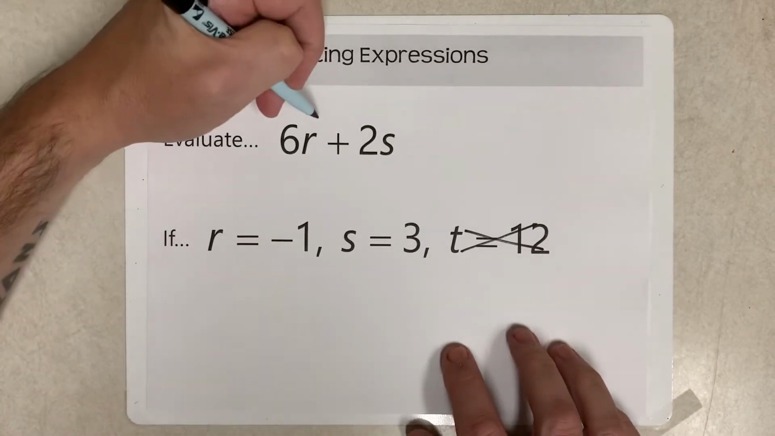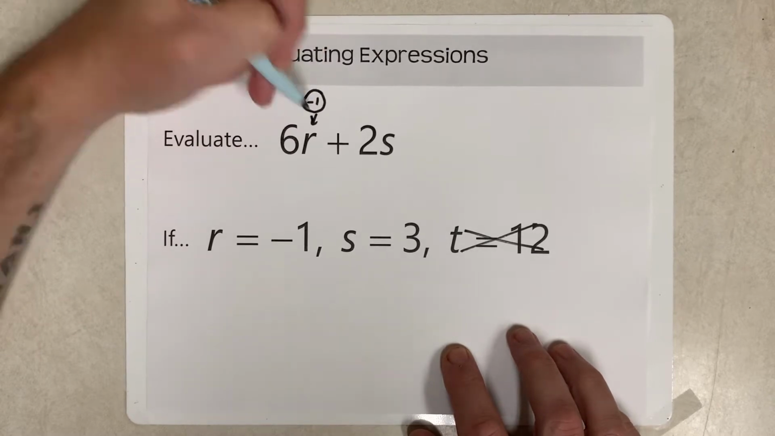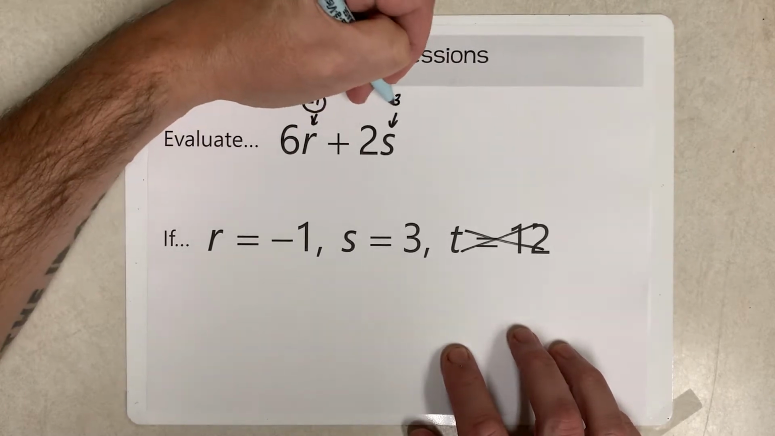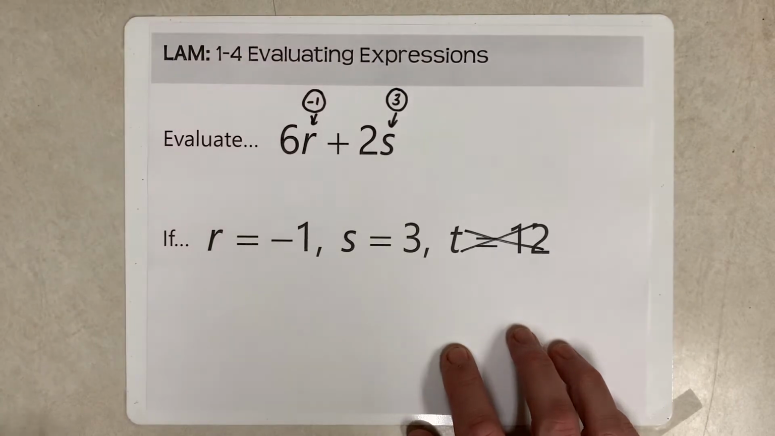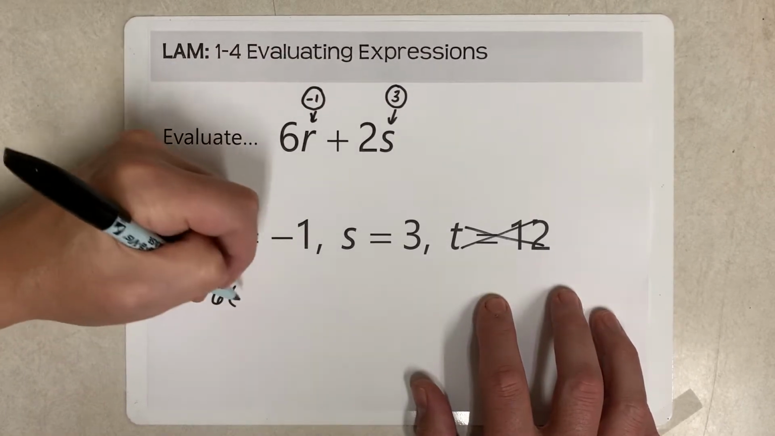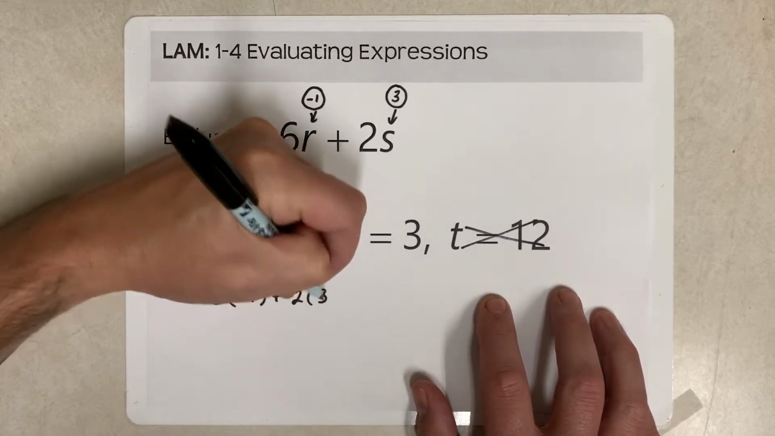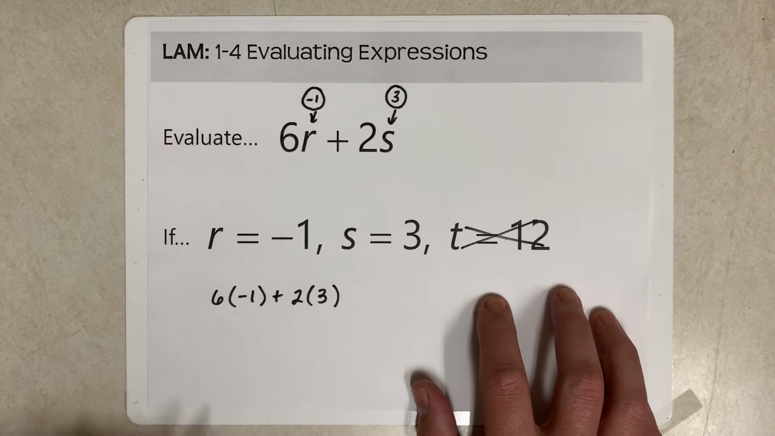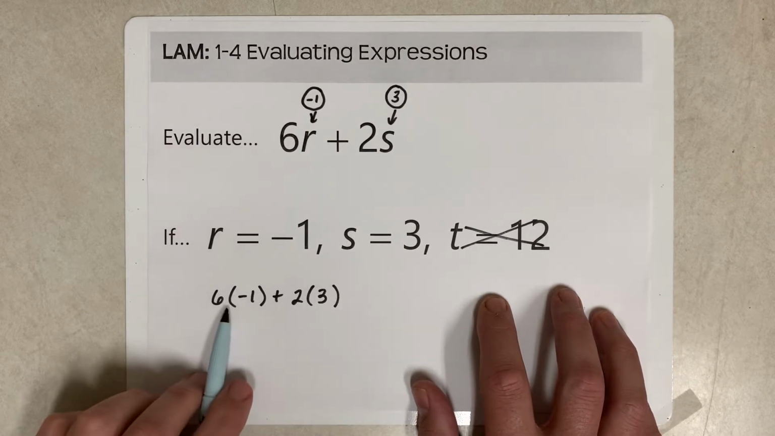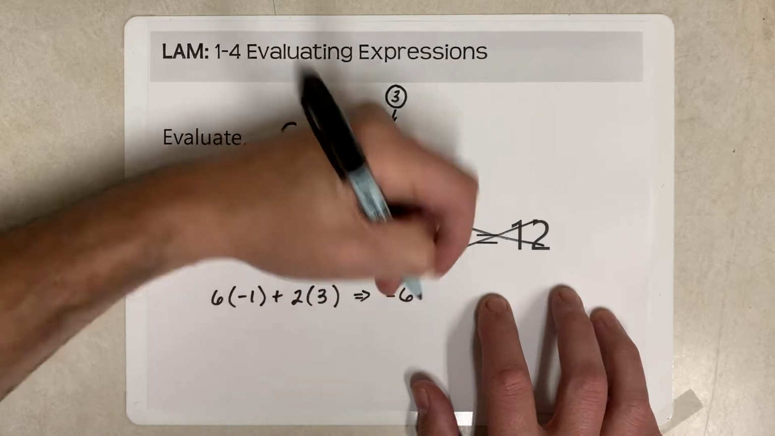All right, so I'm telling you that r is -1 and s is 3. All right, so let's plug those in and see what happens. So 6 times -1 plus 2 times 3. Okay, order of operations, multiplication comes first. So 6 times -1 is going to be -6.